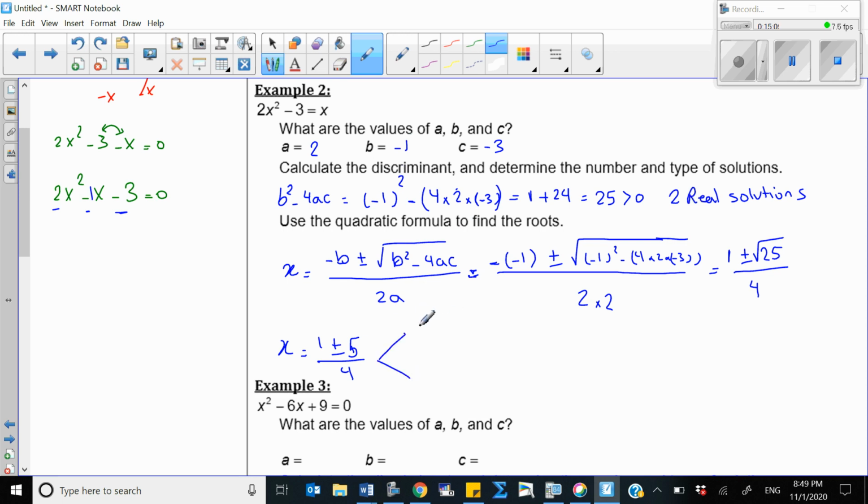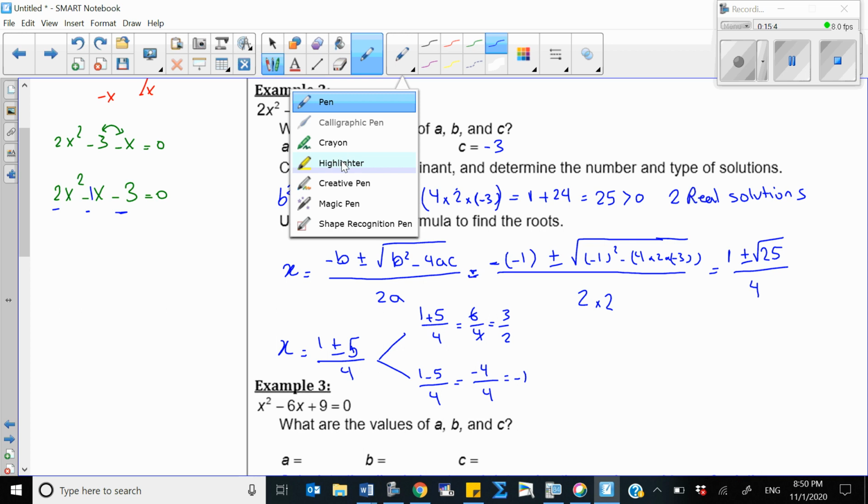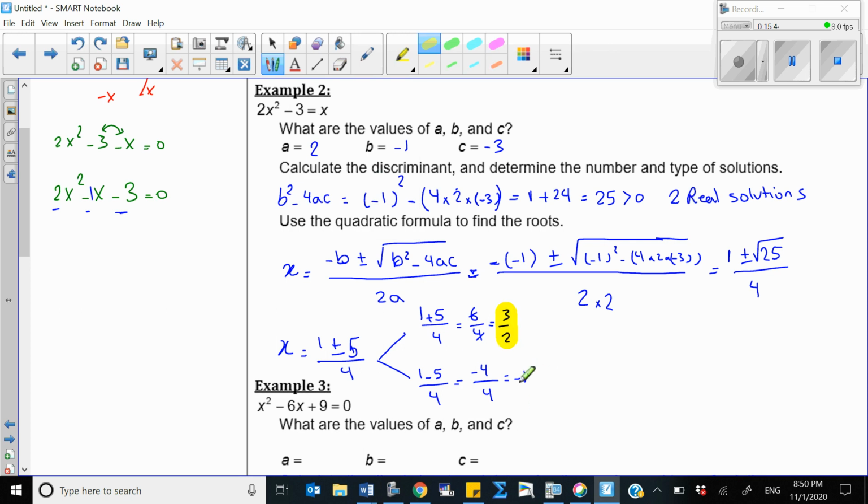Let's simplify them. One of the answers is 1 plus 5 over 4, which will be 6 over 4. You can simplify that: 6 divided by 2 is 3, 4 divided by 2 is 2. So 3 over 2 is one of my answers. And the other one is 1 minus 5 divided by 4. 1 minus 5 is negative 4, divided by 4 will be negative 1. So our answers are 3 over 2 and negative 1.